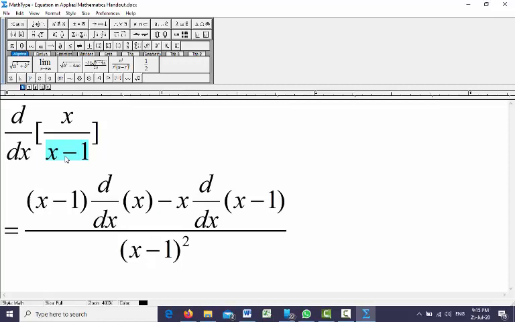You can still do differentiation of this one if you use the division rule of differentiation. The division rule dictates that whatever you have in the denominator, you should get the square of that in the denominator. And then, whatever you have in the denominator, you should write that one first in the numerator.